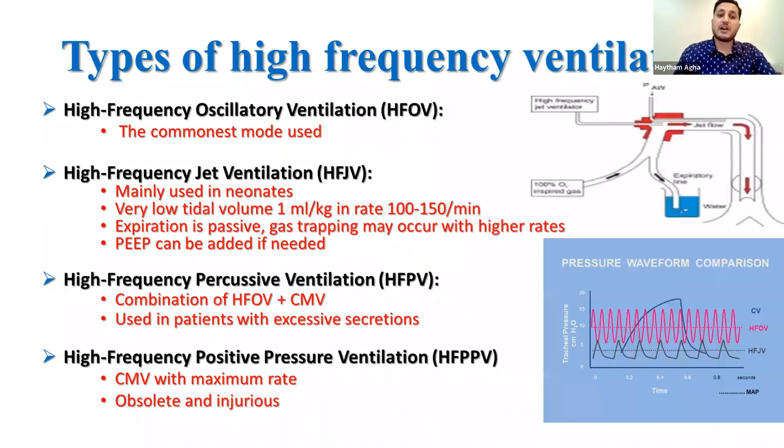The second type is high frequency jet ventilation. In this mode, we are introducing small jets of tidal volume through a small bore cannula that can be introduced through the ETT. This cannula gives a small tidal volume equal to 1 mL/kg at higher rates from 100 to 150. So the mean airway pressure becomes less than high frequency oscillatory ventilation, and by the way, less than conventional mechanical ventilation. So here, maybe it's not a good option for recruitment of the lung, but it's a very good option to prevent further injury.